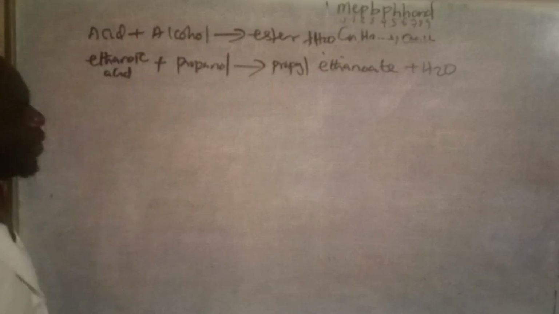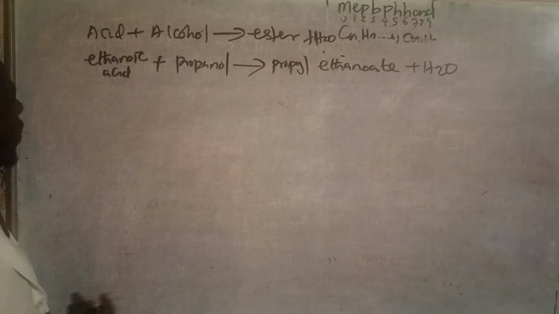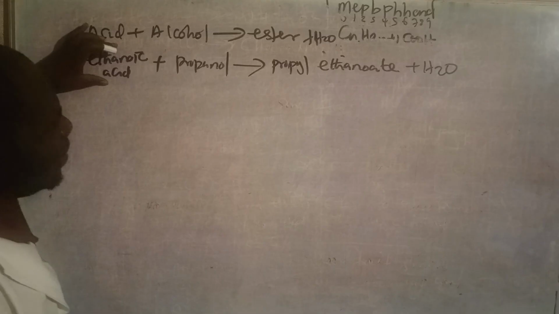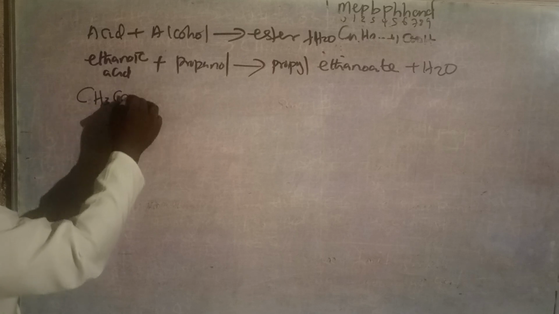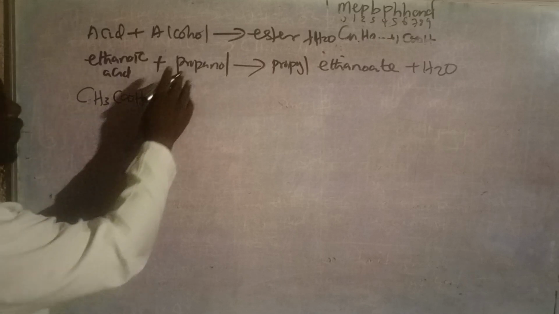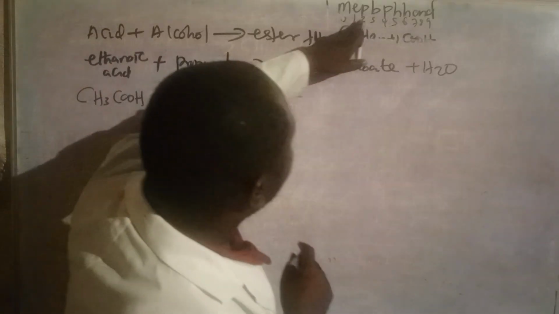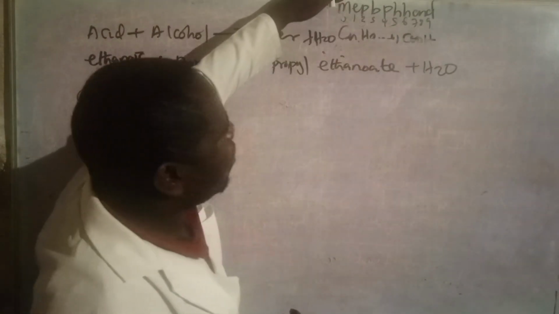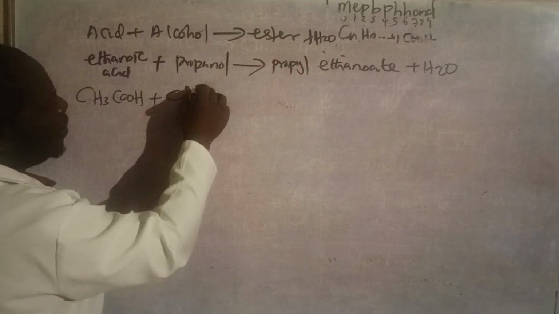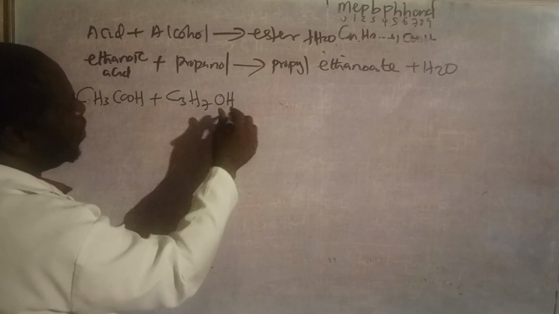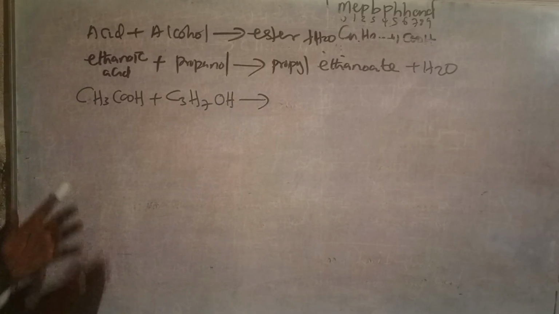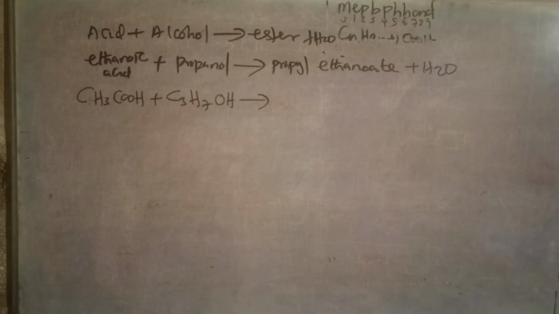Okay. So now, how do you write? How do you draw? First, I'll start with the equation. The formula for ethanoic acid is CH3COOH. Then plus the alcohol. Alcohol starts from 1, so 1, 2, 3. Propanol is number 3, so C3, then 2 times 3 is 6, plus 1, 7, so H7, then OH is alcohol. Now the product. How do you come up with the product here?